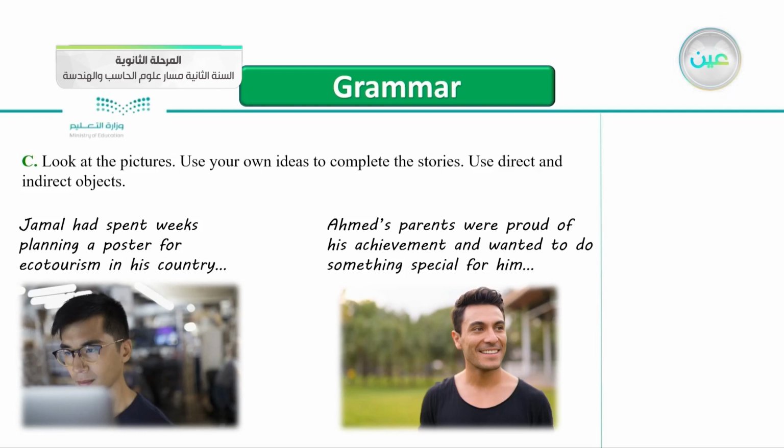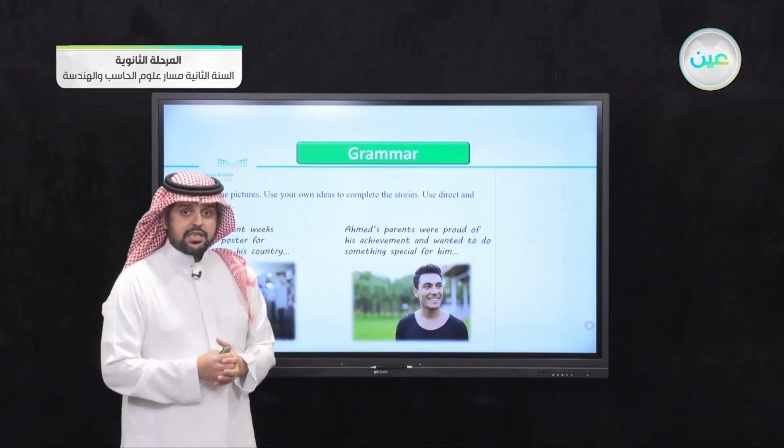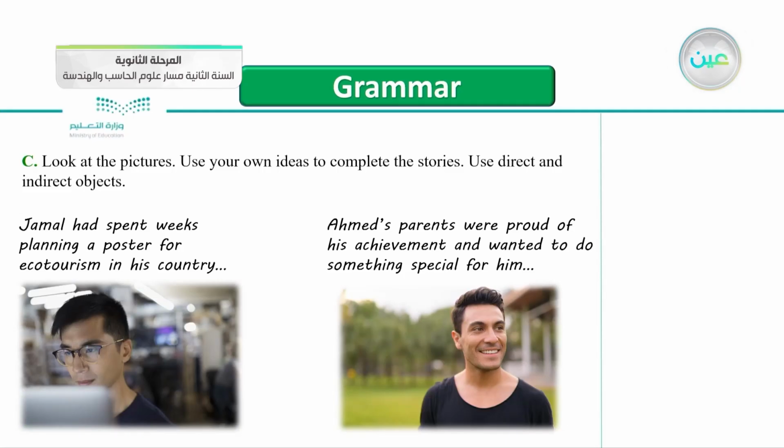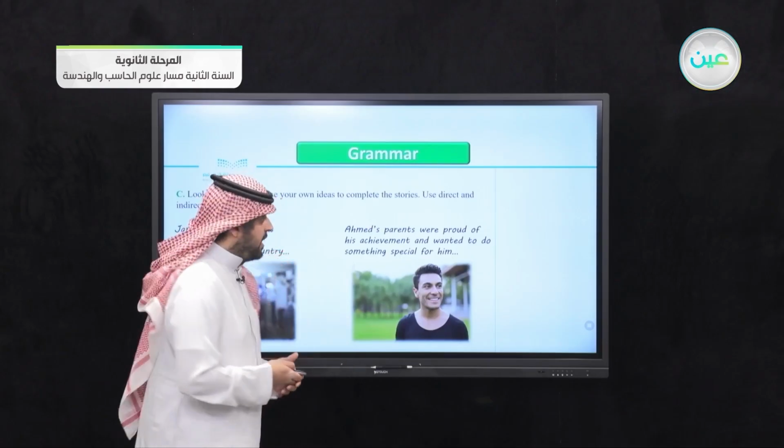We have Jamal and Ahmed. Jamal had spent weeks planning for a poster for ecotourism in his country. So try to make up a story about Jamal making a poster about ecotourism, and remember to use direct and indirect objects. On the other picture here, Ahmed's parents were proud of him, of his achievement, and wanted to do something special for him. Maybe his achievement was that he graduated from high school, from university. So try to make up a story about Ahmed, and remember to use direct and indirect object.